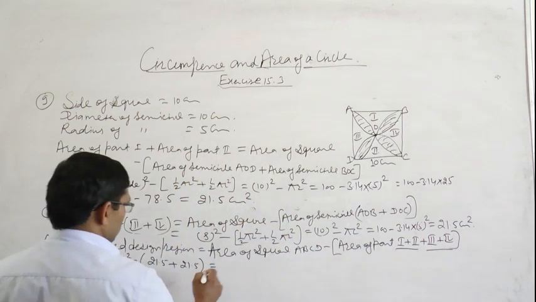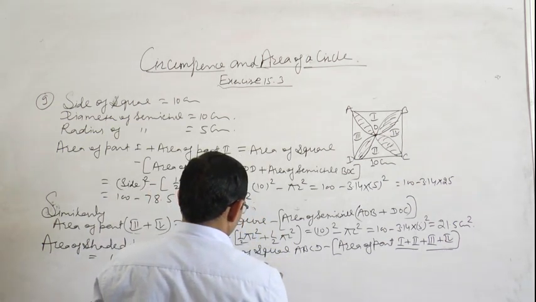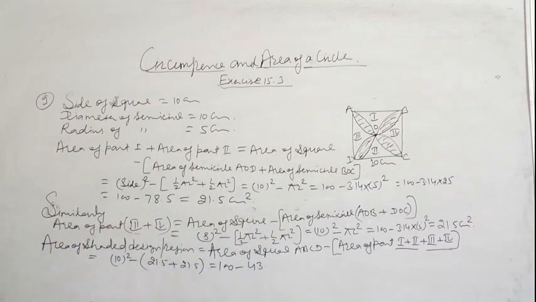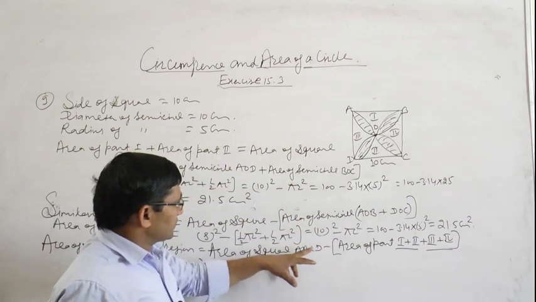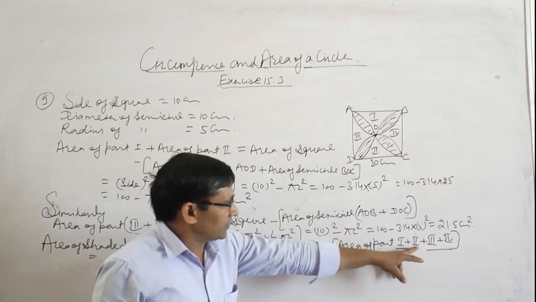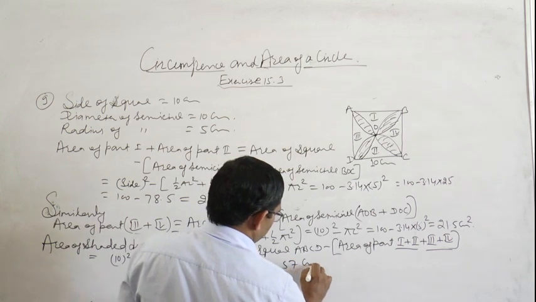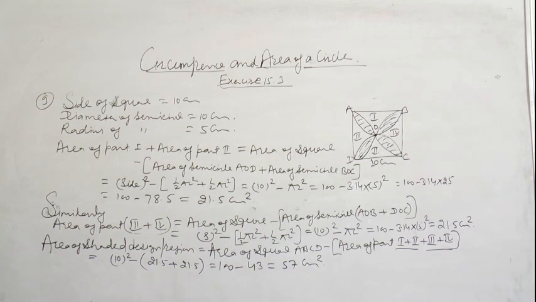So 10 square is 100 minus 43. Area of shaded design is equal to area of square ABCD minus area of semicircles, it means area of part first, second, third, fourth, that is 57 centimeter square. So this is the area of shaded design, we can also say area of shaded region.